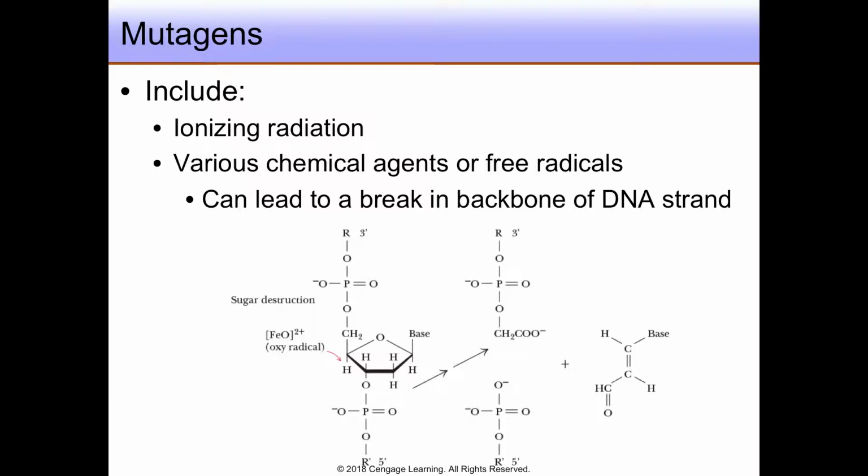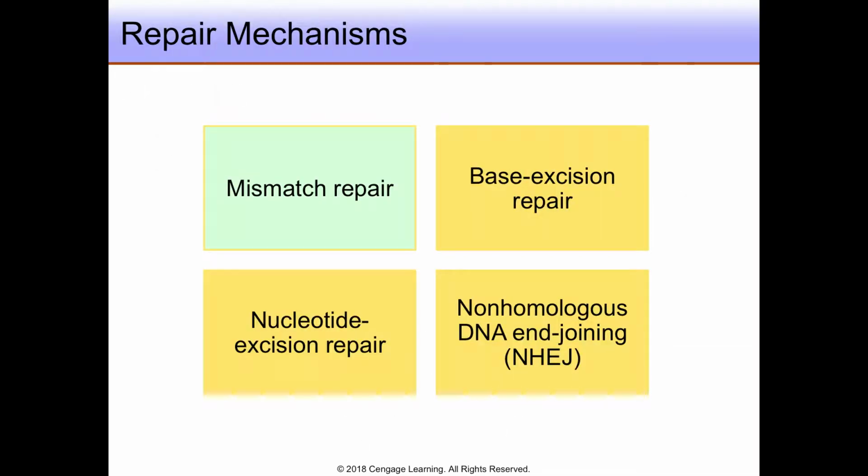Ionizing radiation, chemical agents, or free radicals can lead to a break in the DNA backbone through destruction of the sugar ring, as shown below. As there are different ways in which the DNA might be damaged or errors introduced, so there are different repair mechanisms that function to reverse or correct the mutation.